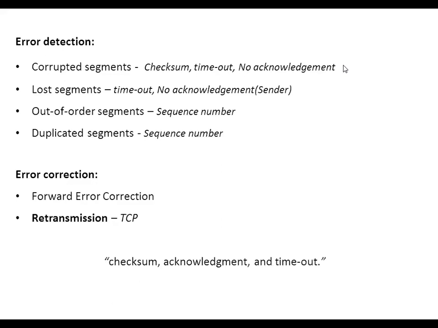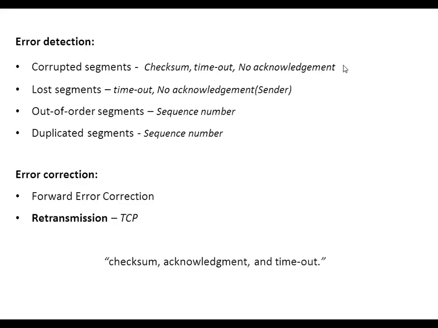The third type of error is out of order segment. When the receiver does not receive the next expected segment, it will send an acknowledgement with the acknowledgement number as the number of the next expected segment. That is, in the previous example, the receiver will be sending an acknowledgement with number 4. That is, it is expecting to receive segment number 4.